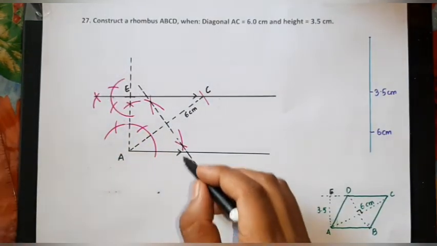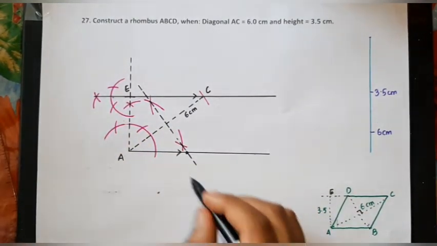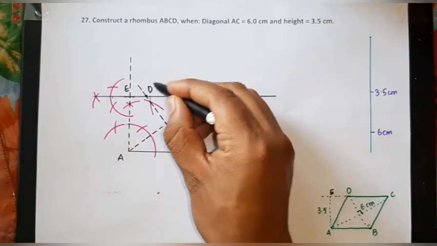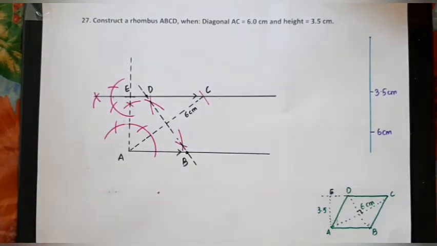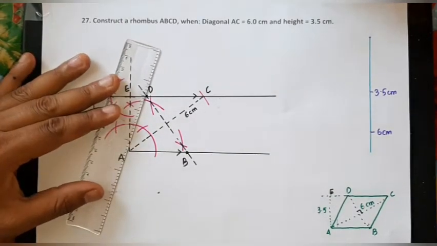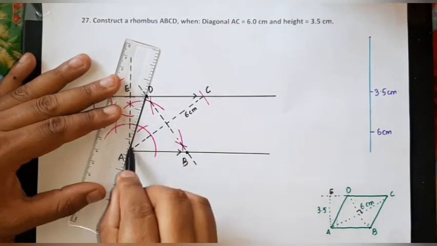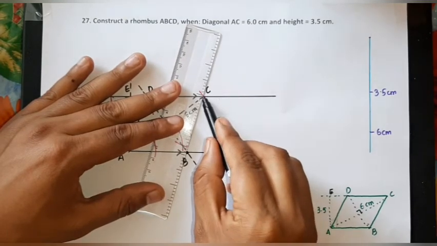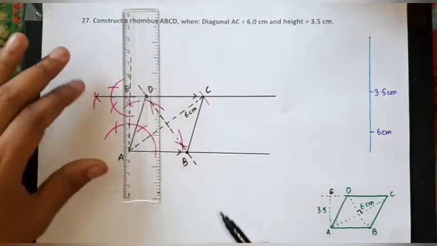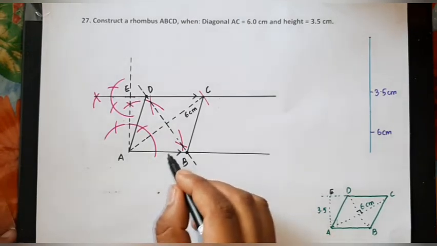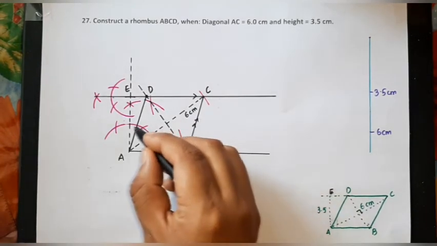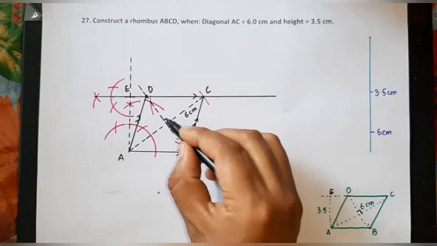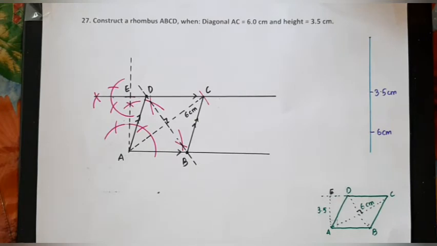So this point of intersection will be my point B, and this point of intersection will be my point D. Now at last let me join all the vertices. So we have AD, BC. At last we see that this and this are parallel, and this and this both are parallel. So that's why ABCD is the required rhombus. Hence we'll write.